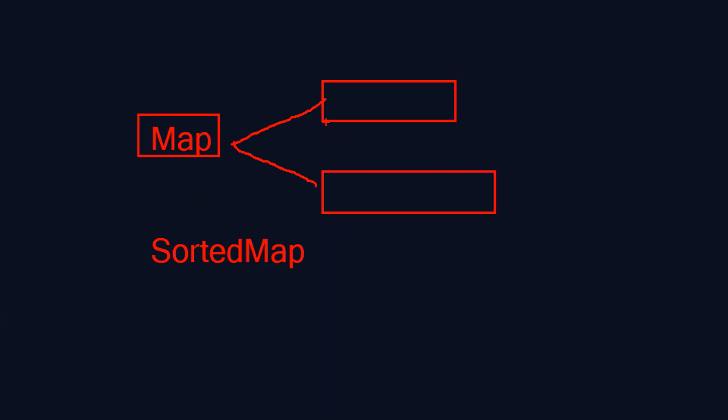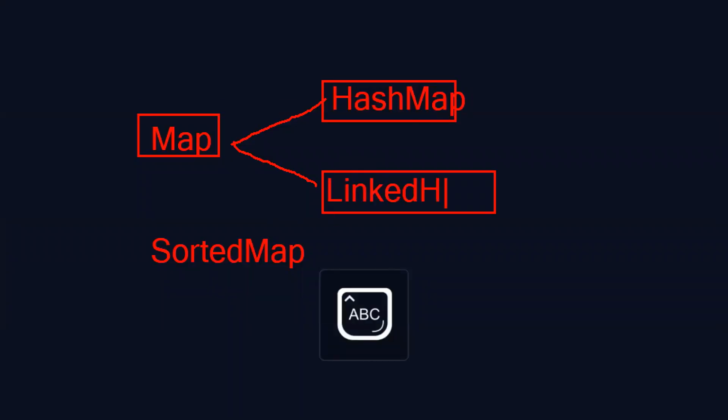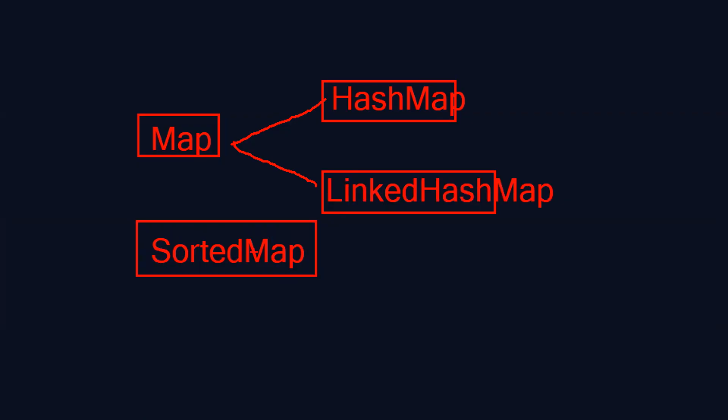Try to remember: this one is hash map, and this one is linked hash map. These are the two implementation classes. And for the sorted map, sorted map is the sub interface of the map interface. For this sorted map also, one more implementation is there. That is the tree map itself.